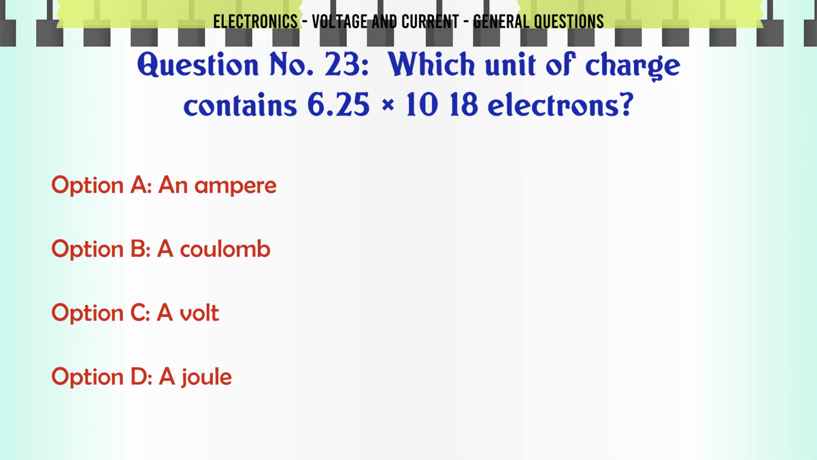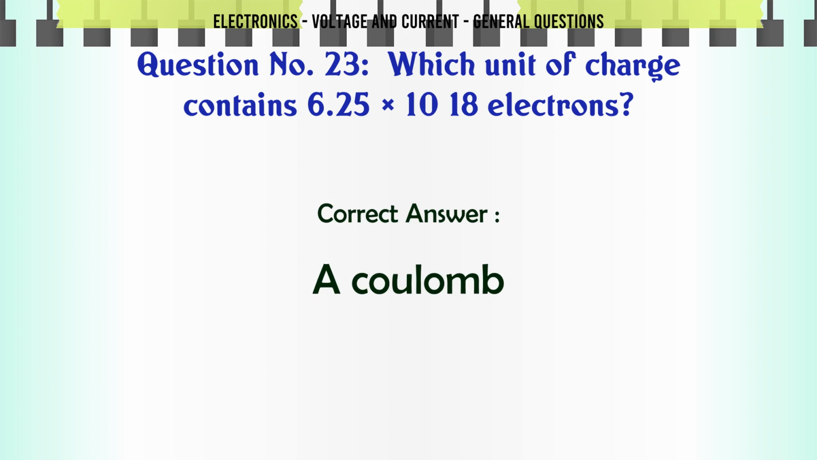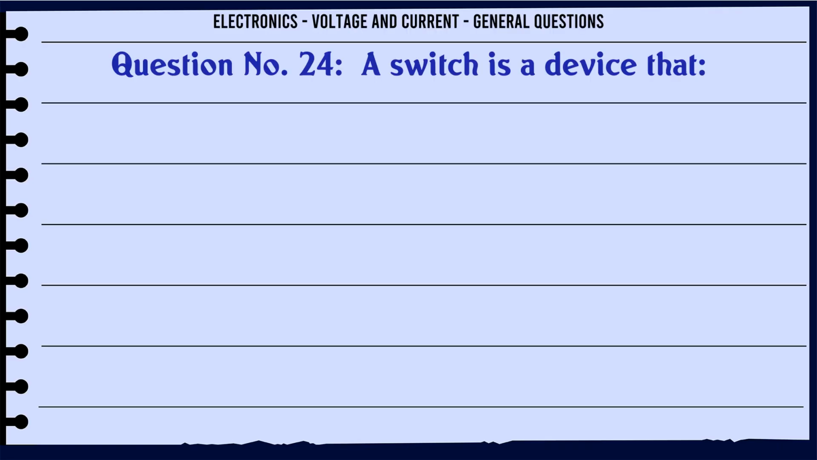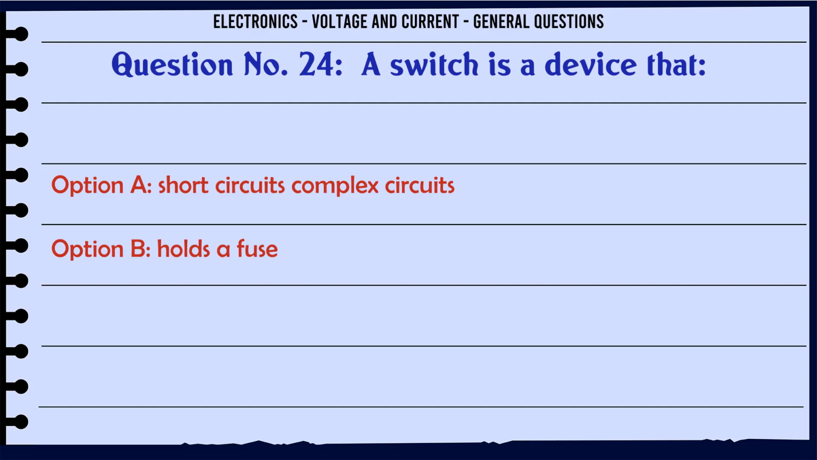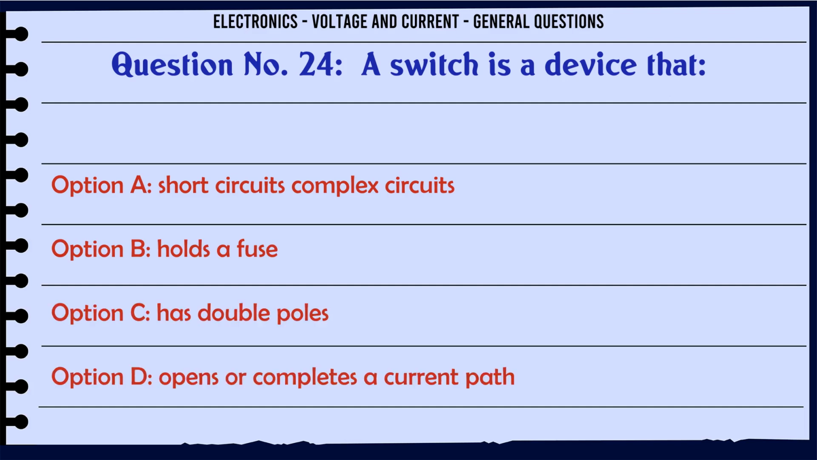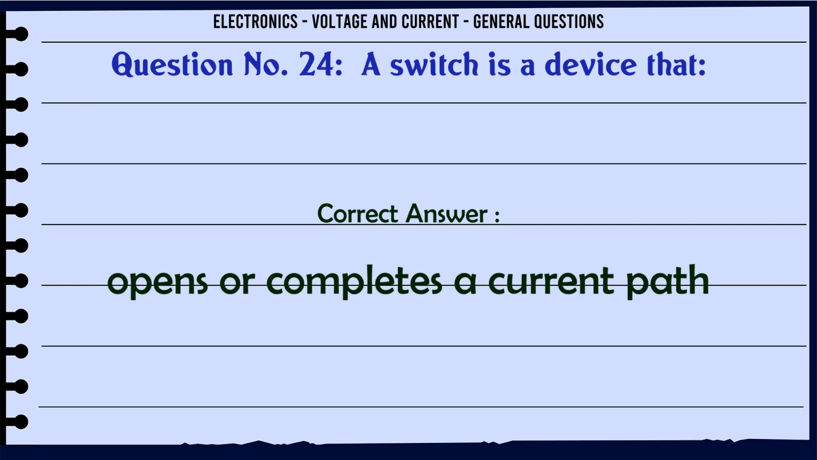C. A volt. D. A joule. The correct answer is a coulomb. A switch is a device that A. short circuits complex circuits. B. holds a fuse. C. has double poles. D. opens or completes a current path. The correct answer is opens or completes a current path.